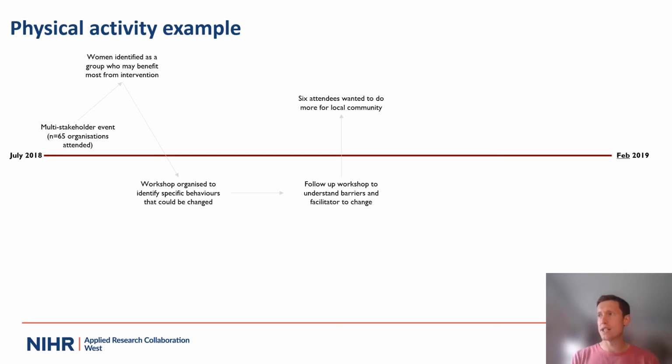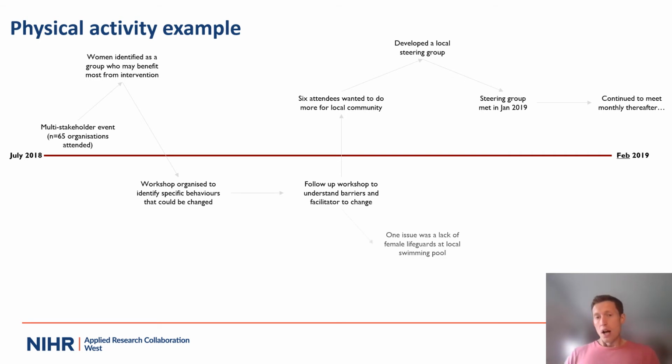On the back of these workshops that were run, there were a number of community residents who were really passionate about trying to provide more opportunities for physical activity for women in their local area. And so what these six attendees did is that they set up a local steering group, and this steering group then went on to meet on a monthly basis for about an 18-month time period, and it goes beyond the timeline here.